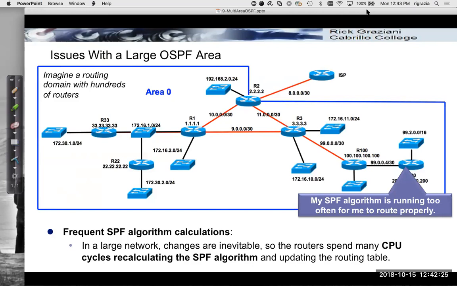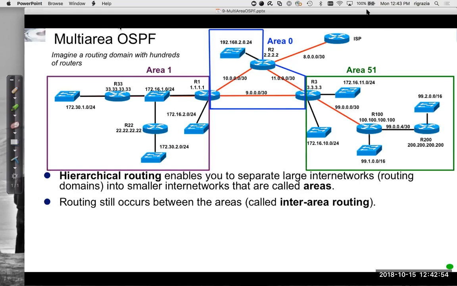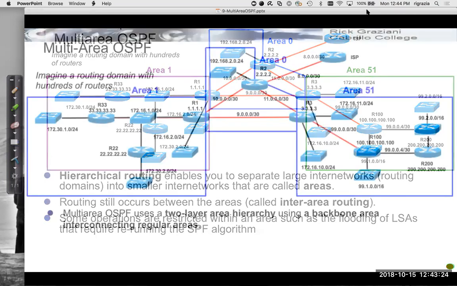So we're going to look at solutions to all of this in later videos. And all of these solutions, of course, are going to be centered around multi-area OSPF. Multi-area OSPF is a hierarchical routing architecture, which allows you to separate your routing domain into smaller internetworks that are called areas. Routing still occurs within the routing domain. It just occurs between the areas, which we call inter-area routing. And we're going to see that some operations are restricted within an area, such as the flooding of certain LSAs that require the rerunning of the SPF algorithm. So as we're going to see, it can help reduce the number of routers that have to run the SPF algorithm when there's a change.